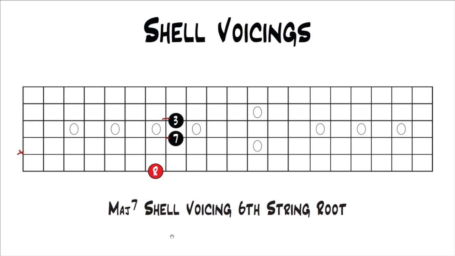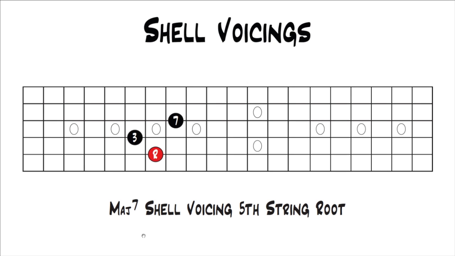It's different with the 5th string root, and with shell voicings we're only talking about the 6th string root and 5th string root. So when you're on the 5th string, this is a major 7th shell voicing with the 5th string root. Now you actually have them all on adjacent strings and you have them in order. So you have a root, 3rd, 7th. So there's a difference between starting with the 6th string root and starting with the 5th string root, and you just need to be aware of that.